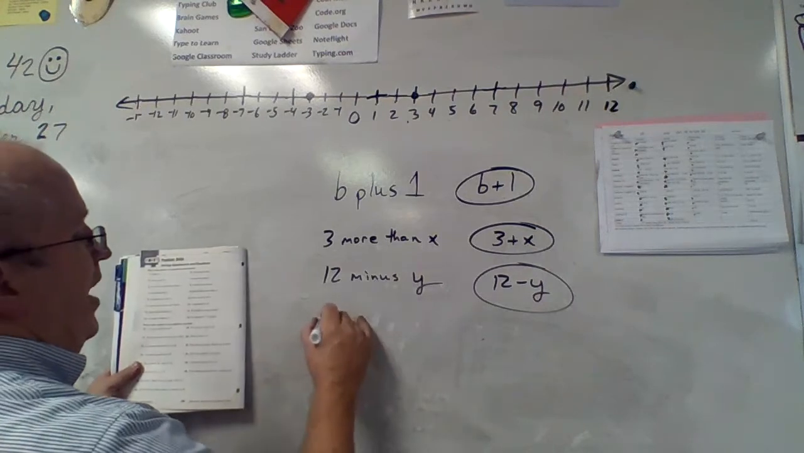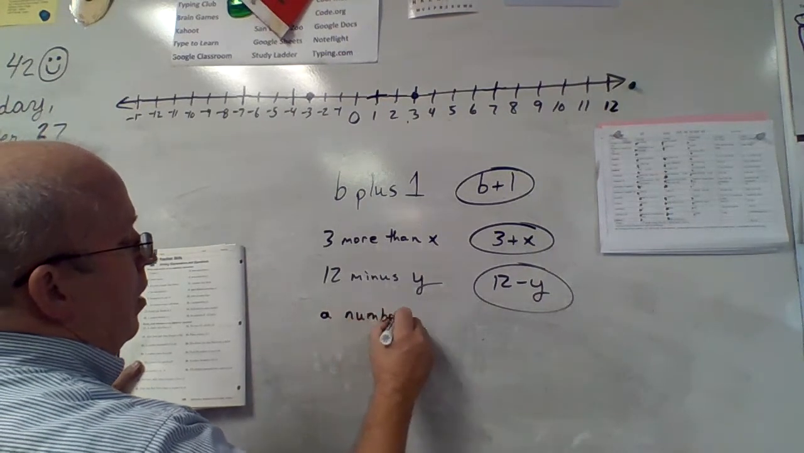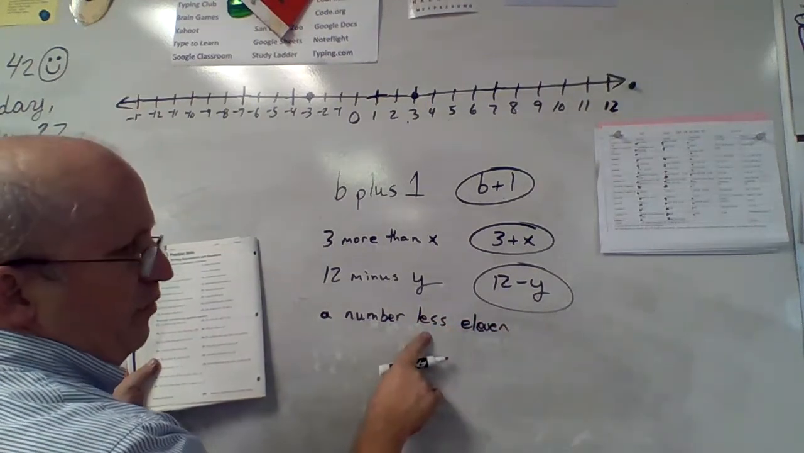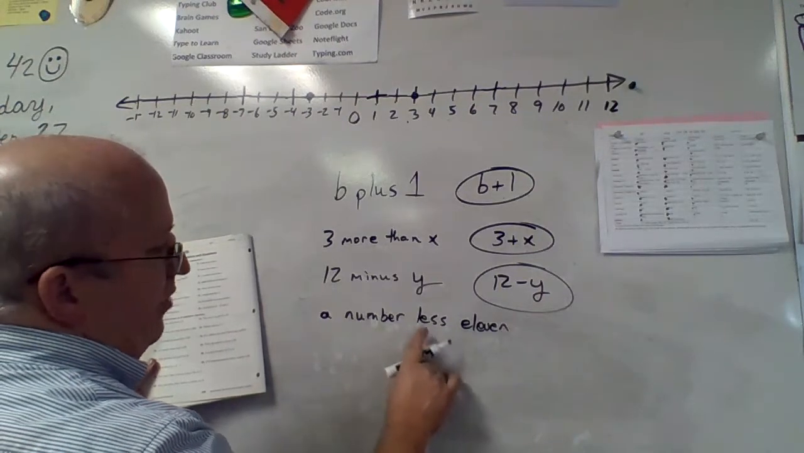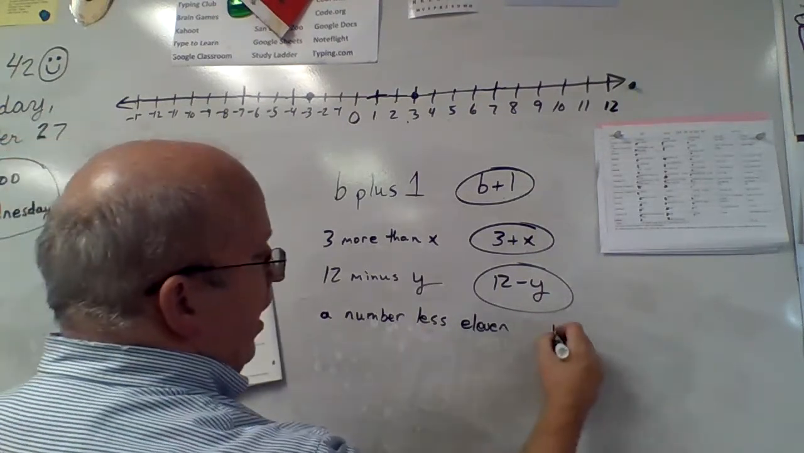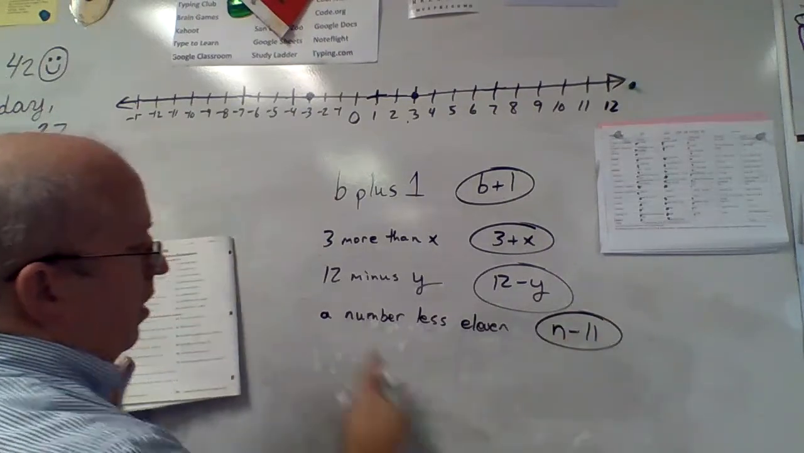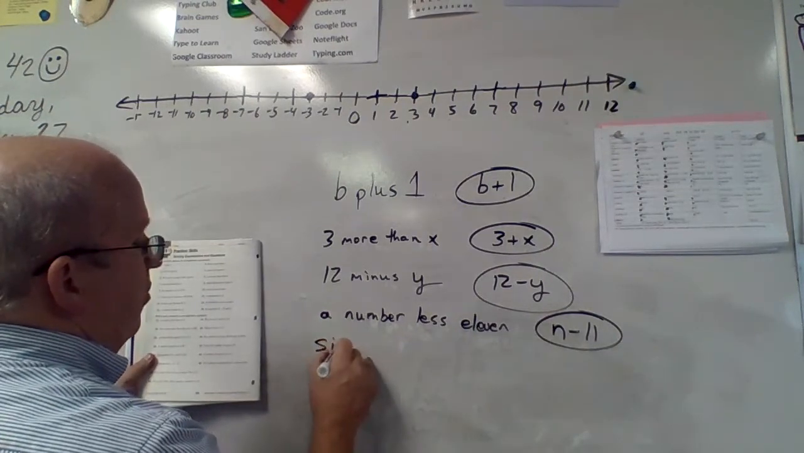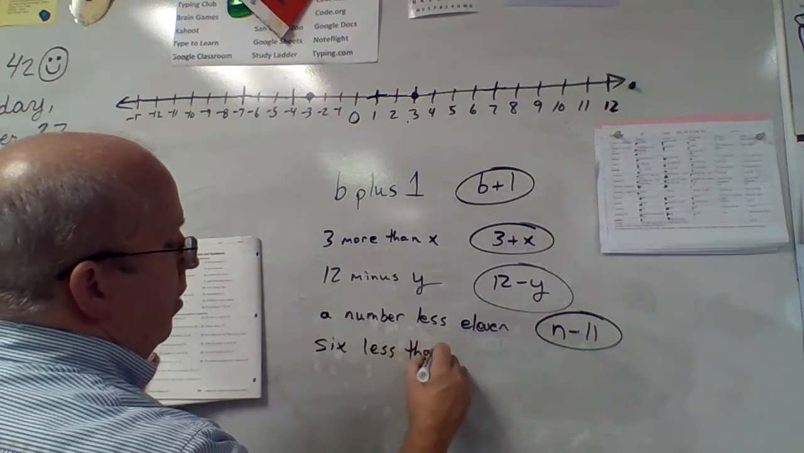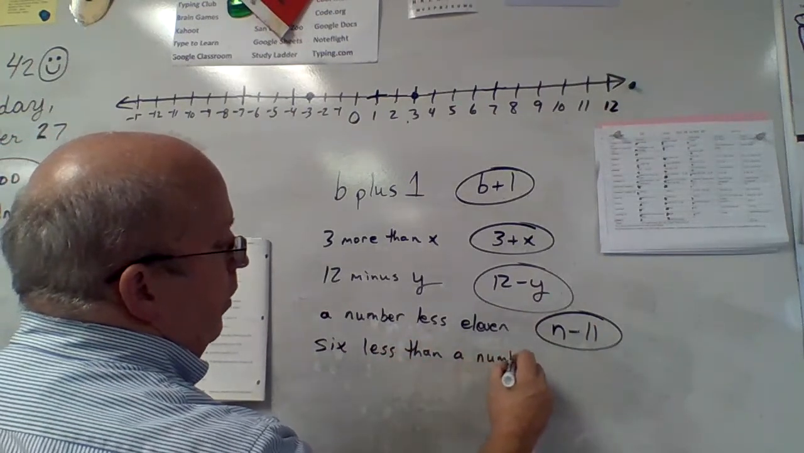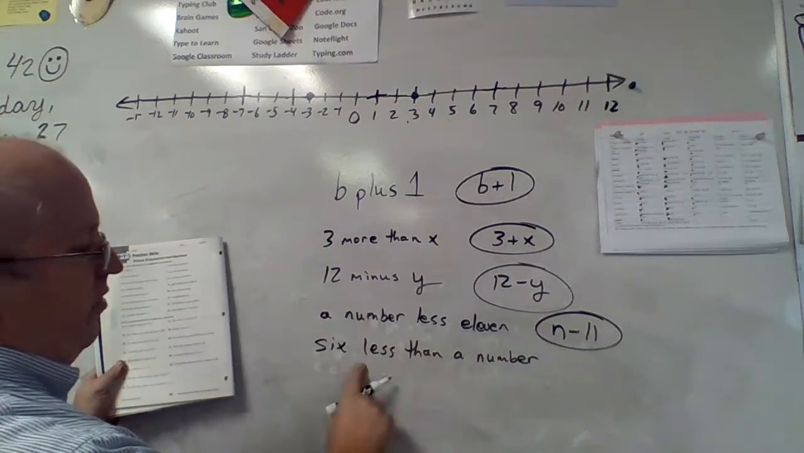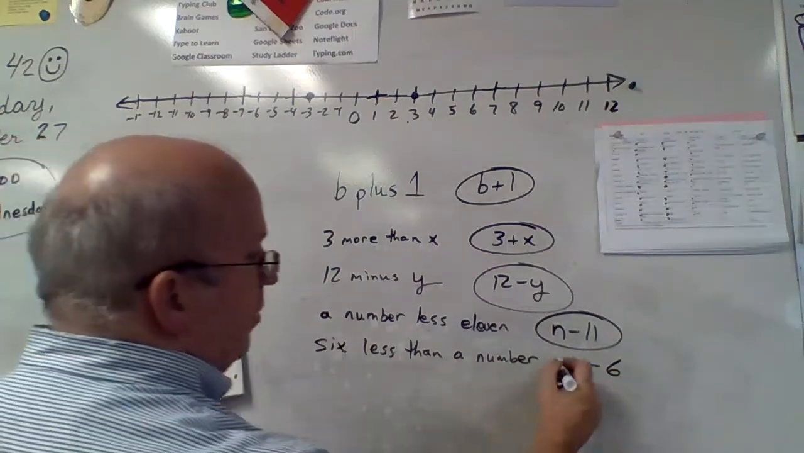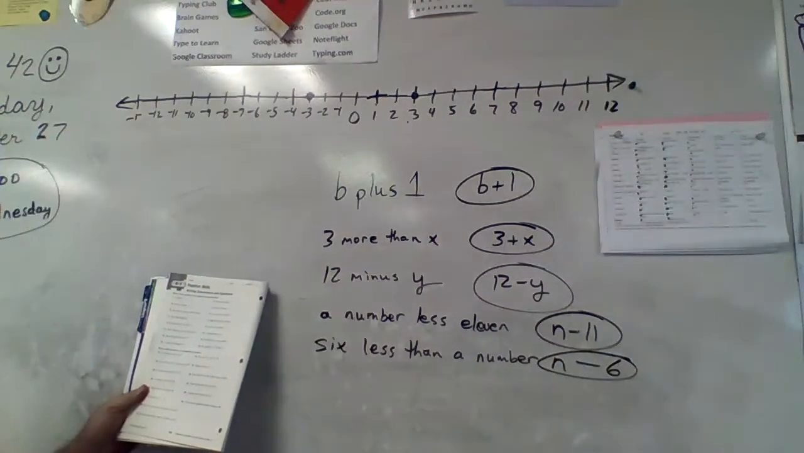How about if I wrote a number less 11? A number less 11. Do I have to flip this one? No, I don't. It doesn't say less than, so I don't flip. I just write n minus 11, and I'm done. What if I had something like 6 less than a number? How would I write that one? Uh-oh, less than means we flip. So I'm going to write the 6 at the back and the number at the front. So this one is n minus 6.